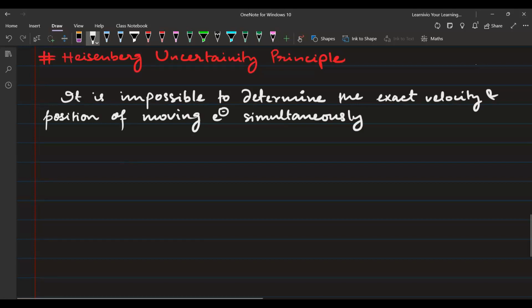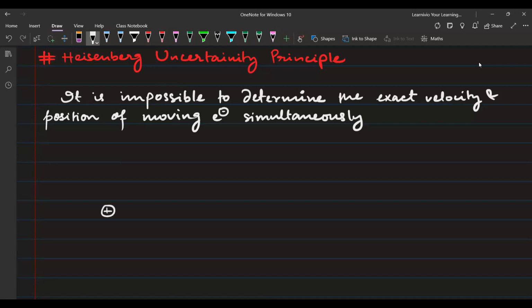Meaning, if we are going to determine the exact position, then we will not be able to determine the velocity of the electron. If we are determining the velocity of the electron, then we cannot determine the exact position of the electron. That's what Heisenberg gave. There were a few experiments that he did, and that's why he came up with this particular theory. I can explain this in a very minute type of case.